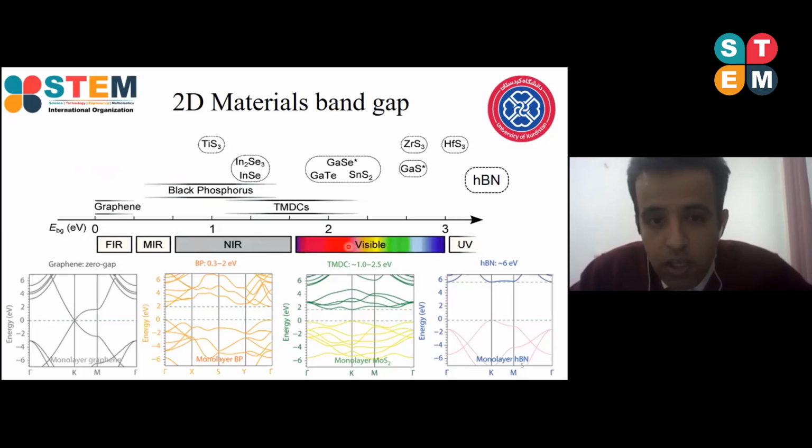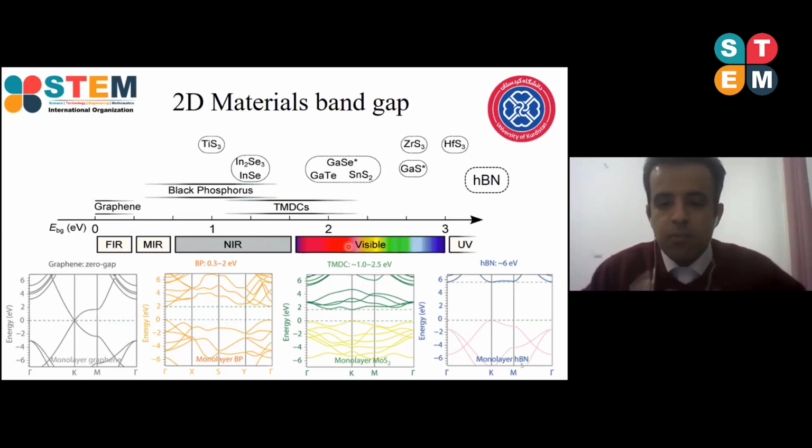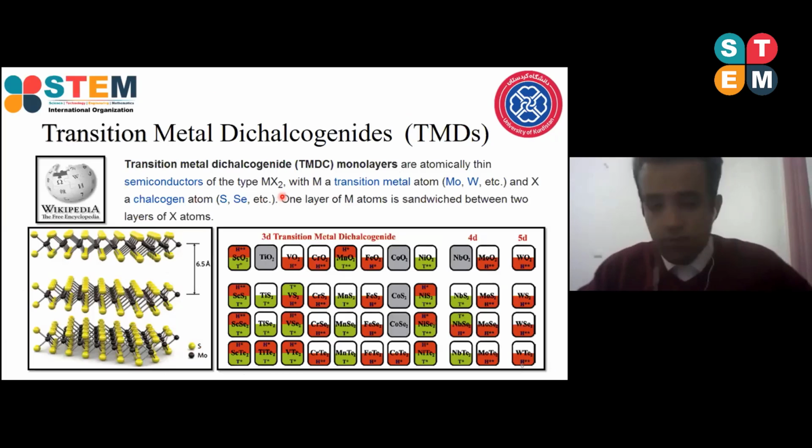And today 2D materials cover the whole electromagnetic spectrum, from insulating to metal property. For example, we have boron nitride with a high energy band gap. It's a kind of insulator, and graphene as a metal. And between them, we have many different 2D materials like TMDs and black phosphorus as tunable band gap structures that bring applications and properties in the UV and visible regions.